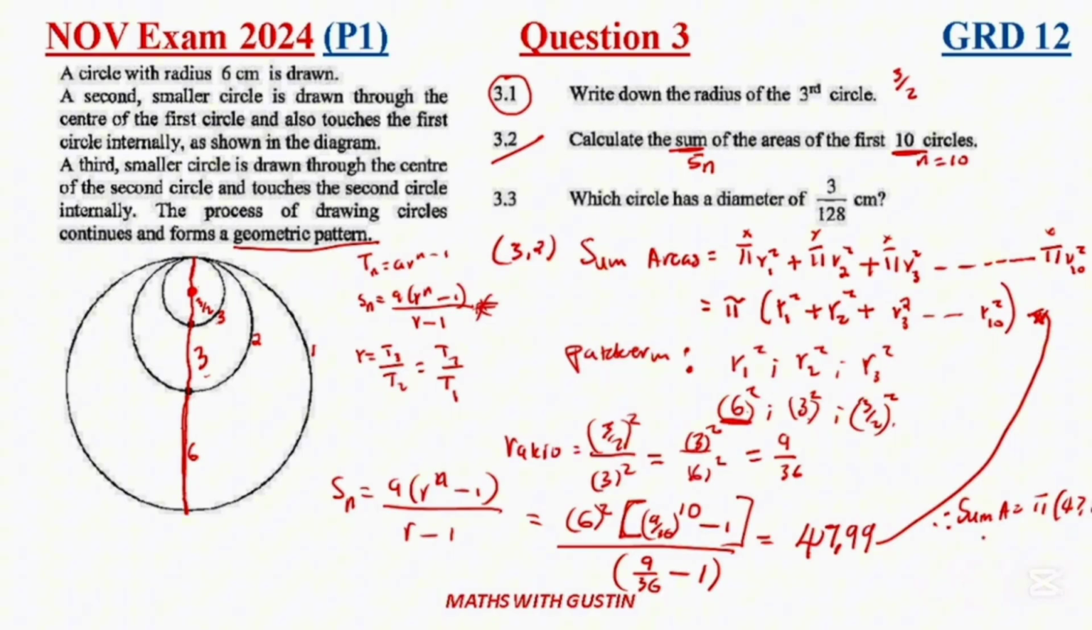All right, however, we're not done, guys. Remember, this is given in terms of centimeters. So we can say here the answer will be pi times 48 centimeter squared. If you don't put centimeter squared, you're going to lose a mark or half a mark.